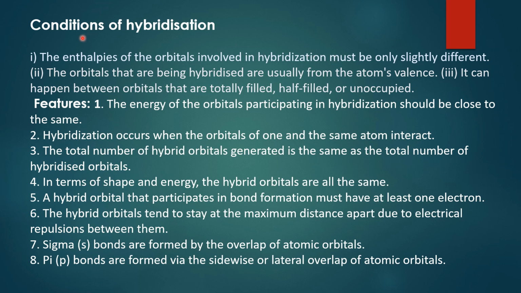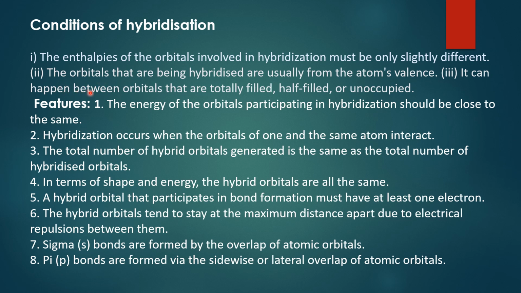The second condition applied for hybridization is that the orbitals being hybridized are usually from the atom's valence shell. Atomic orbitals in the outer electronic configuration can actively participate in hybridization, but atomic orbitals in inner shells do not. That was the second condition. The third condition is that it can happen between orbitals that are totally filled, half filled, or unoccupied atomic orbitals. All these are the conditions applied for the hybridization technique.